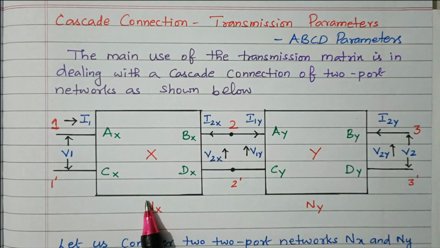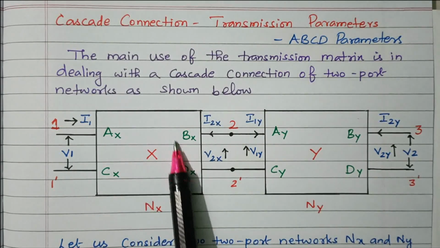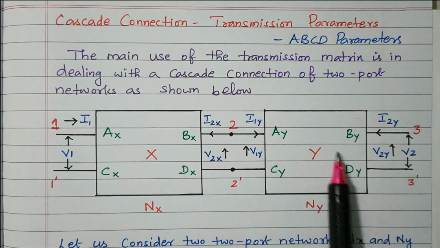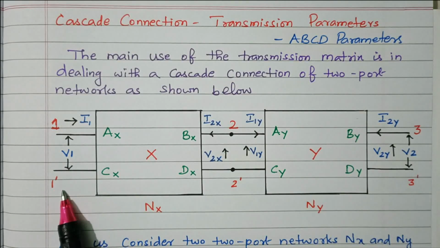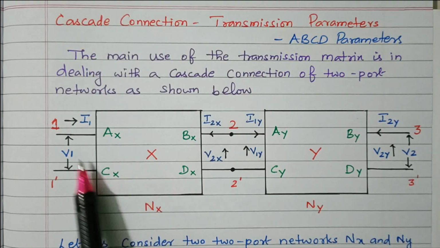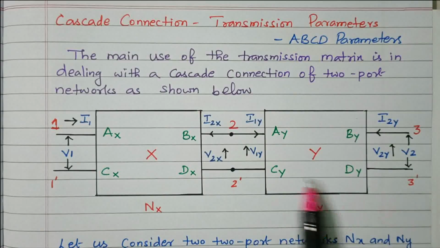So here the two transmission networks are available, NX and NY. This is the first one, this is the second one, connected in series. Totally it is named as 1 dash. The input of the first transmission network X is 1 dash, and the output side is 3 dash. In between we have 2 dash.